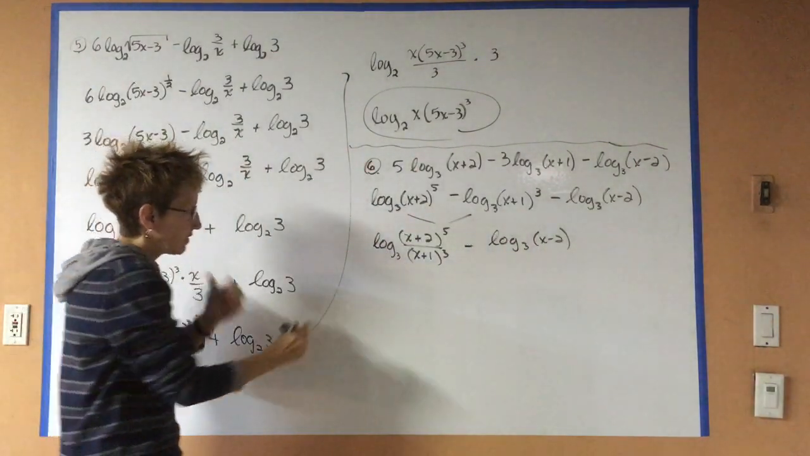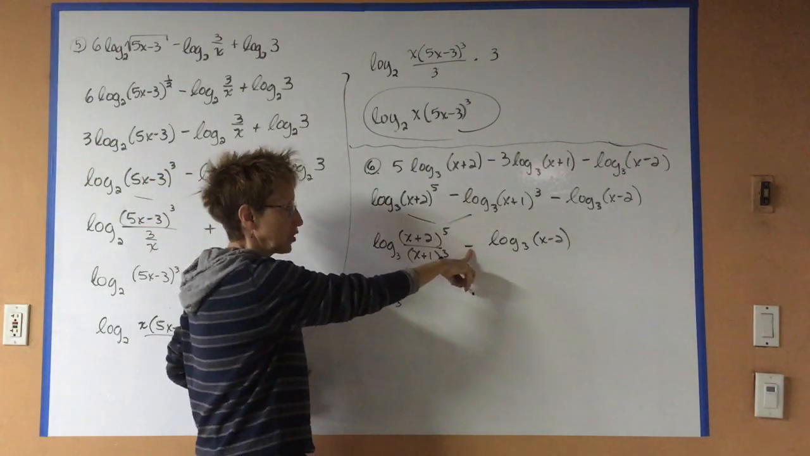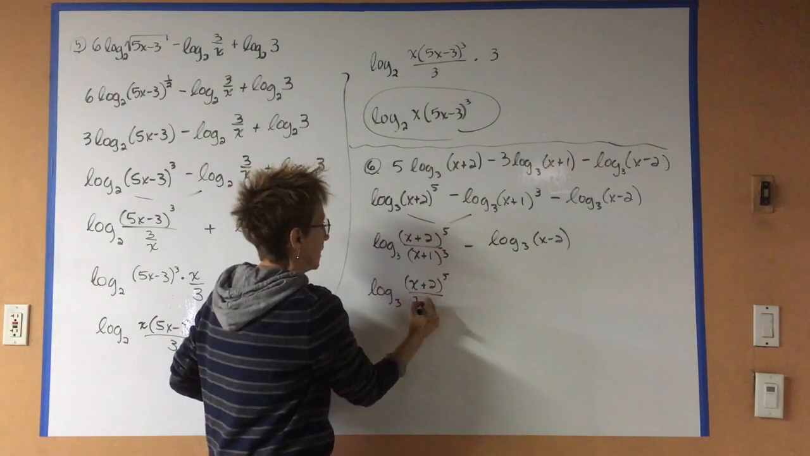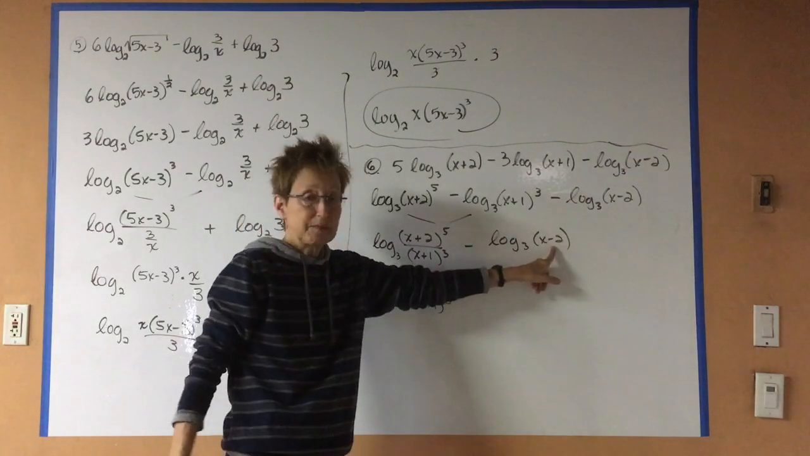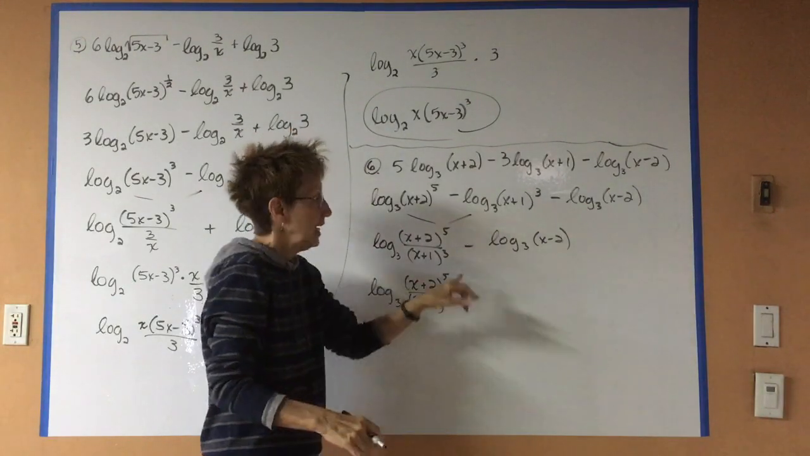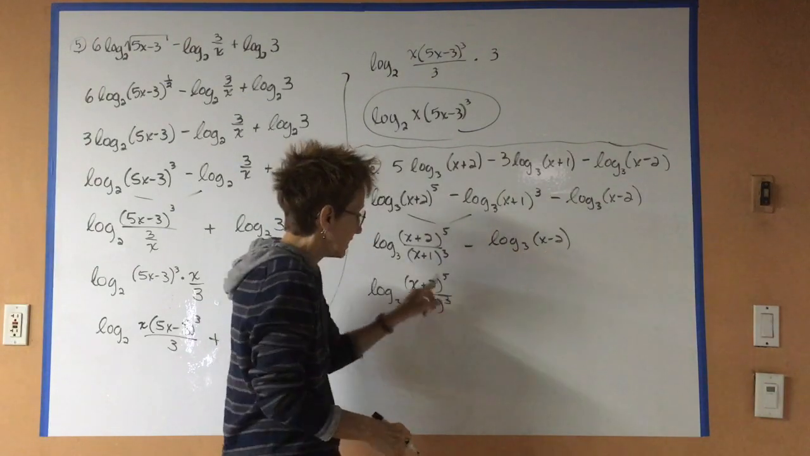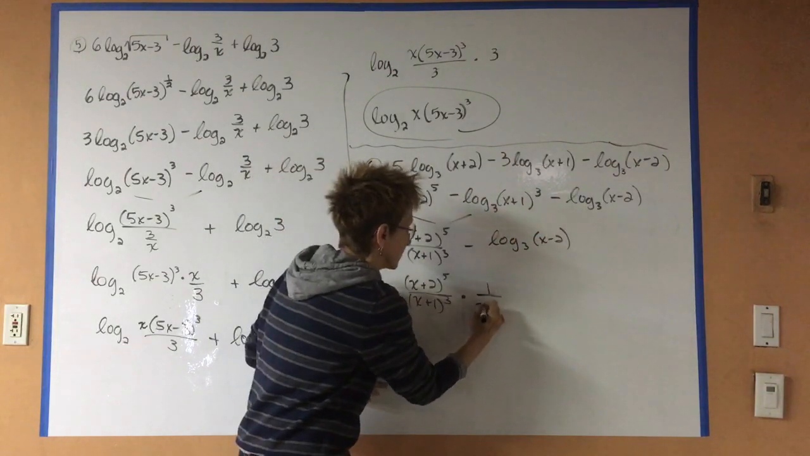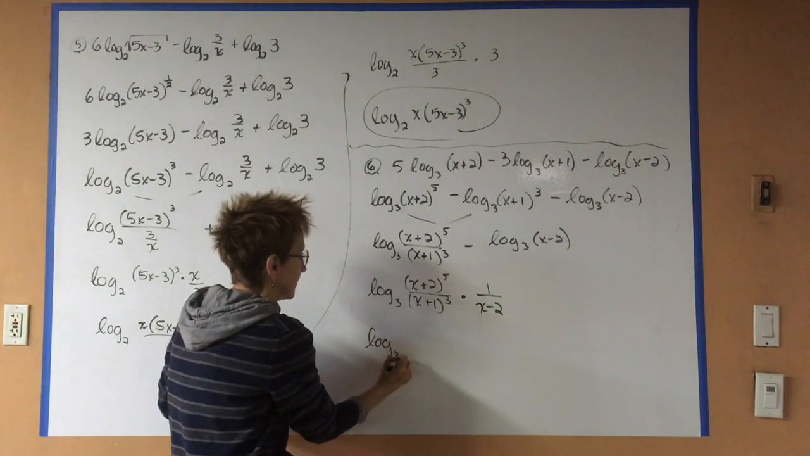So now what happens? I've got log base 3. It's minus, right? So it's going to be the (x plus 2) to the 5th, (x plus 1) to the 3rd, divided by (x minus 2). Instead of writing a complex fraction, I'm going to think about what it means. It's this divided by (x minus 2), which means it's this times 1 over (x minus 2), which leaves me with log base 3.